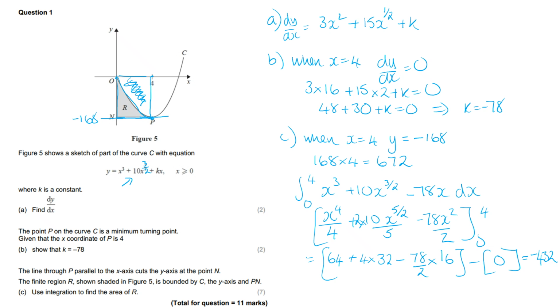So all we need to do is do our 672, take away the 432, and that comes out to give us an area of 240.